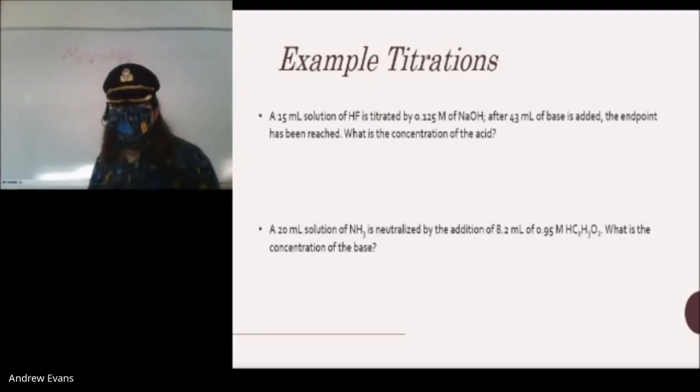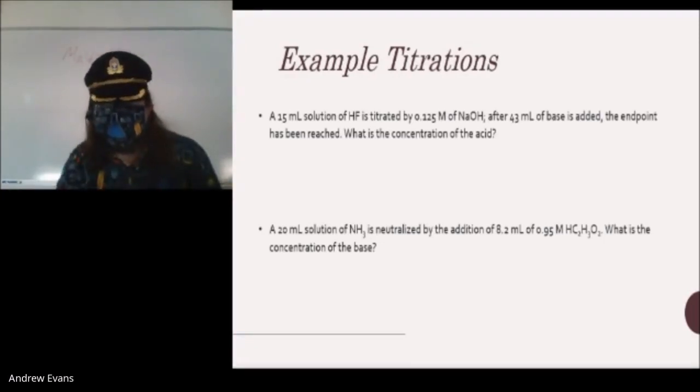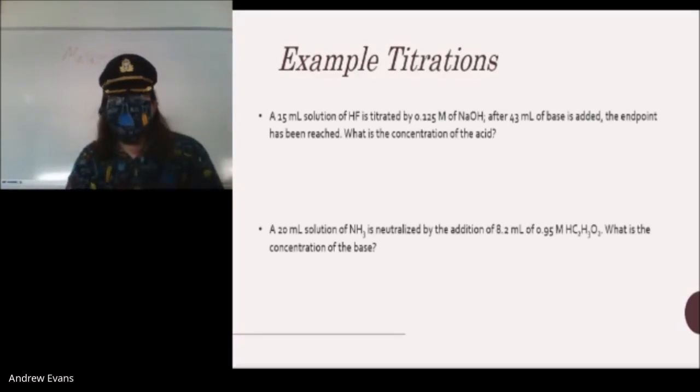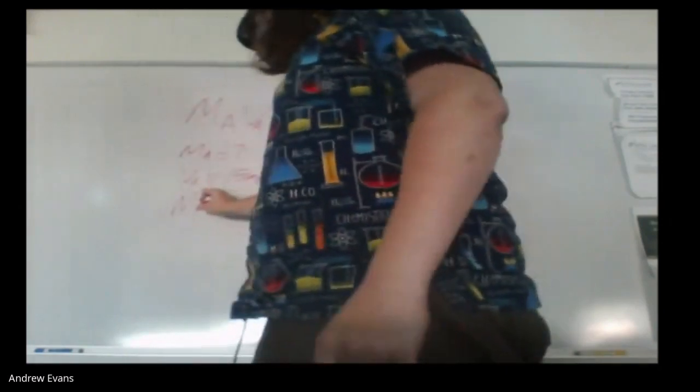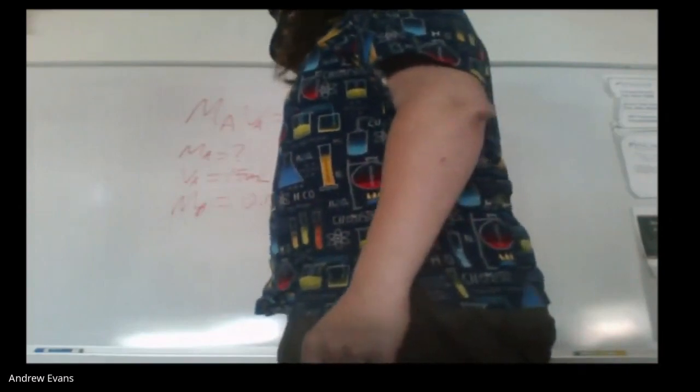So real quick, let's put down everything we know. We have MA. We don't know what the MA is; the question asks for that. We know VA is 15 mL. We know that MB is 0.125 M.